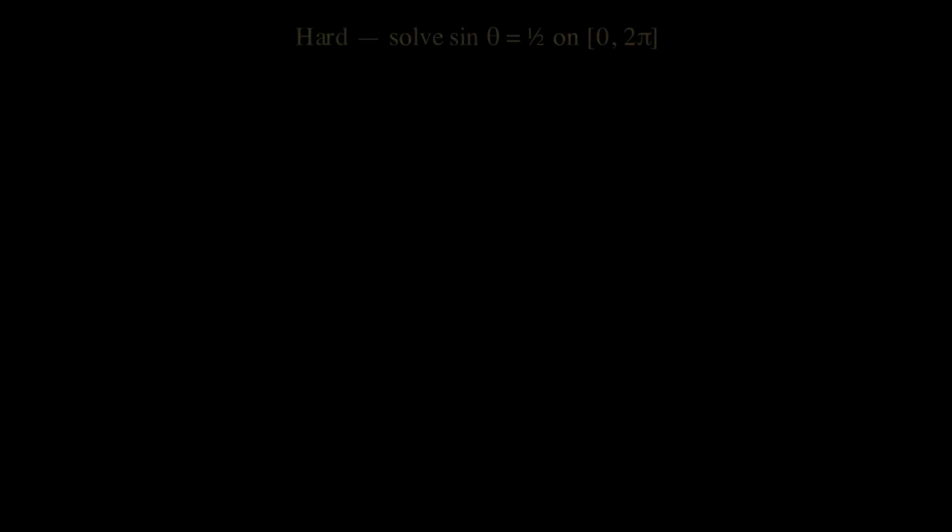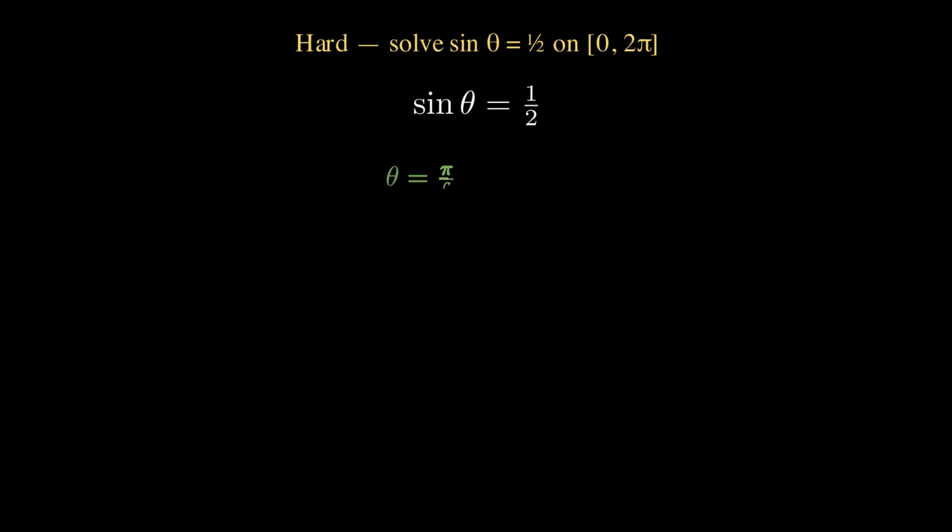Harder style, solve sine theta equals 1/2 for all theta between 0 and 2 pi inclusive. Sine is 1/2 at pi over 6 in the first quadrant, and also at 5 pi over 6 in the second quadrant, where sine is still positive. If you only give one angle, you lose half the credit. Always scan the interval the problem gives.